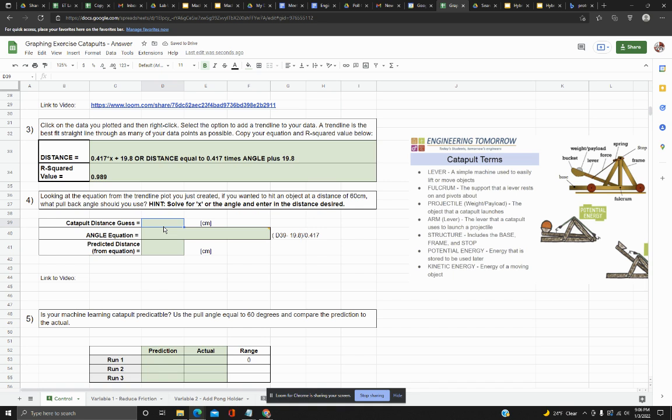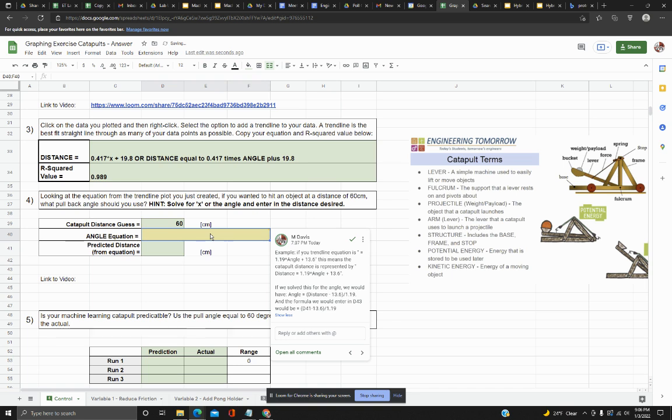And then let's say a guess. Let's say we wanted a catapult guess at 60, right? Like what distance would we predict? Okay, our catapult distance is 60. What angle would give us 60 centimeters? What angle would that be? All right. So we just need to solve for this, right?